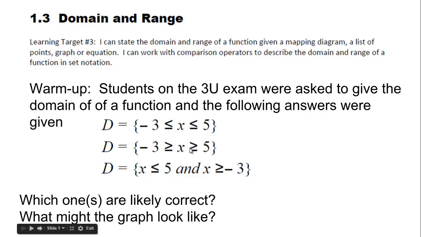Number 2, if you look at it, you can say that x is smaller than -3, but it's bigger than 5. That's impossible. The second one doesn't make sense, so we can say that the second one is potentially impossible. And what might the graph look like? You can just draw -3 and 5 as a number line. It's really just any kind of function that goes between -3 and 5.